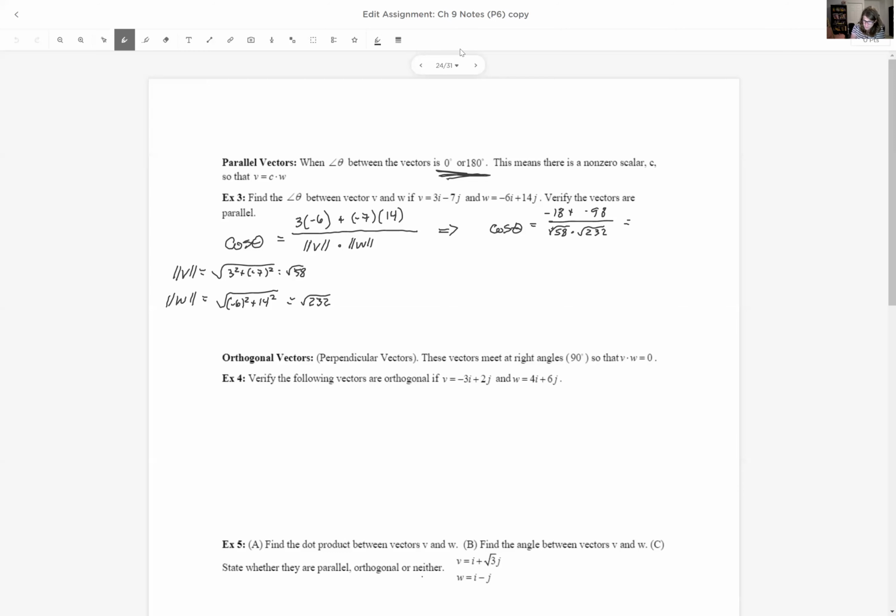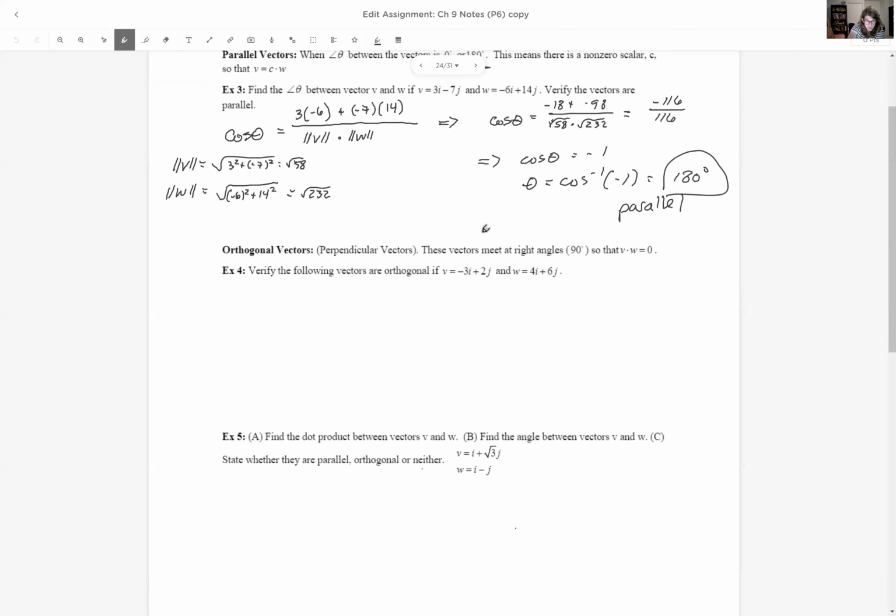And this actually simplifies quite nicely, everybody. We get negative 116 on top. We get 116 on bottom. So we now have cosine of theta equals negative 1. That is something we can do without a calculator. But if you'd like to use inverse cosine, if you are in degrees, it's going to give you 180 degrees. And that 180 degrees is going to tell us that our vectors are parallel.